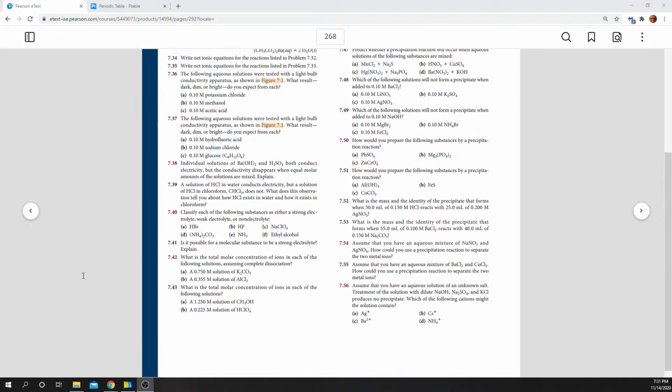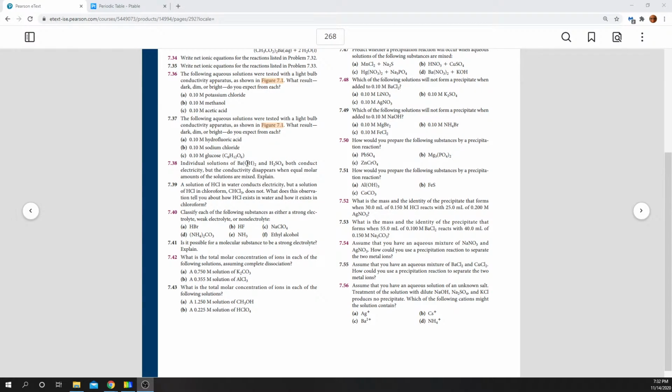38. Individual solutions of barium hydroxide and sulfuric acid both conduct electricity, but the conductivity disappears when equal molar amounts of the solution are mixed. Explain. That's because barium sulfate is not going to be soluble in solution. And on top of that, the H plus and OH minus are going to react in order to produce H2O. So all of the ions disappear. Barium sulfate is insoluble, and you lose the hydrogen and OH minus. So it is a combination of a precip reaction and an acid-base neutralization. All the ions disappear, therefore you have no electrolytes left.